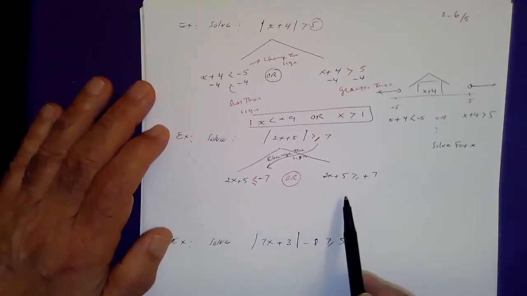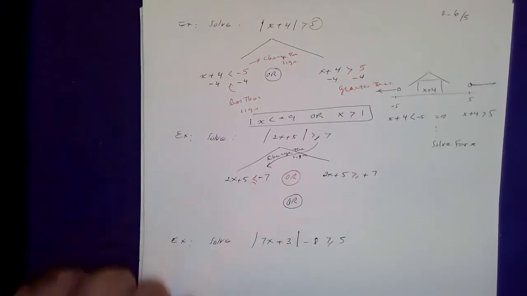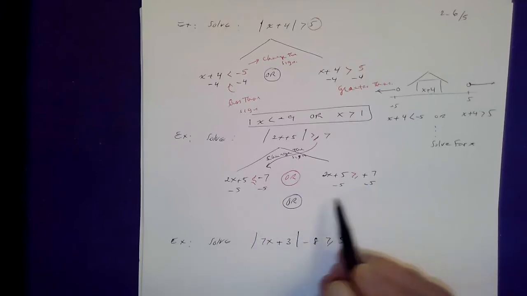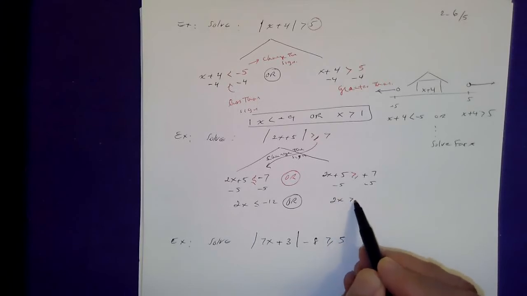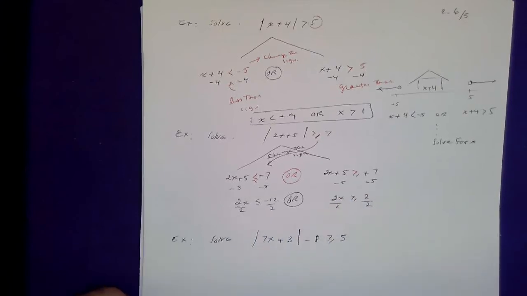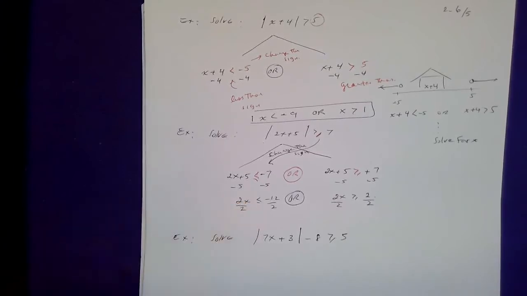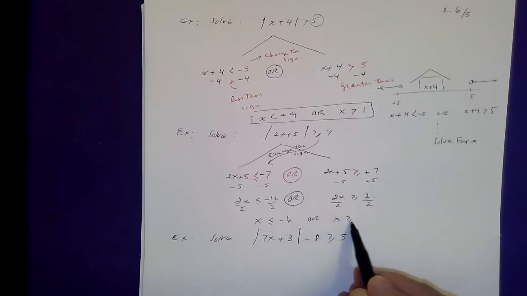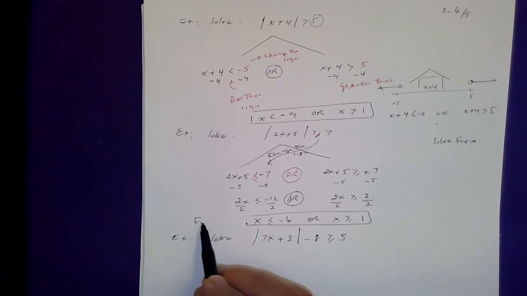Now you have two inequalities with the word or in between. Isolate x in these inequalities. First, subtract 5 from each side. So you get 2x is less than or equal to -12, 2x greater than or equal to 2. Divide both sides by 2. Remember, when you divide or multiply both sides of an inequality by a positive number, you don't have to switch the sign. So either x is less than or equal to -6 or x is greater than or equal to 1. So those are my final answers.